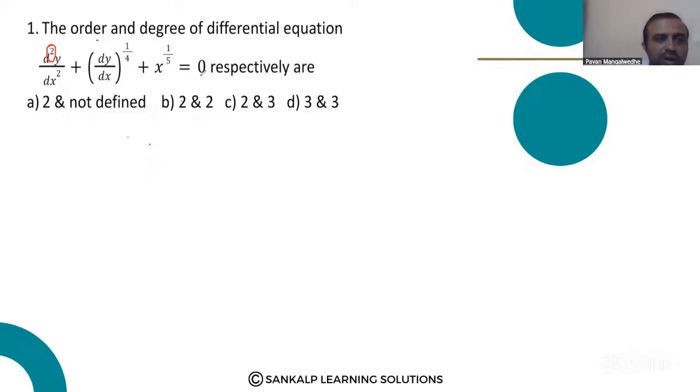So now try to understand the degree of the equation. First try to raise the power by 4. So d square y by dx square plus dy by dx raised to 1 by 4 plus x raised to 1 by 5, which is minus x raised to 1 by 5, sorry, on shifting this I wrote it by mistake. Just a minute, students.